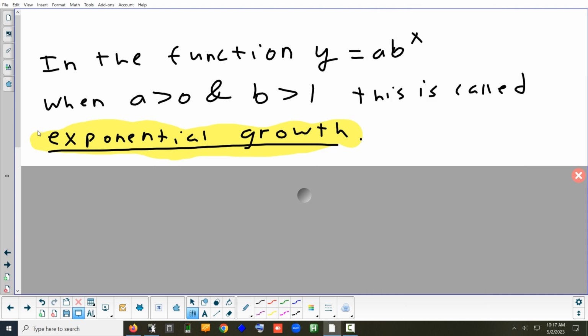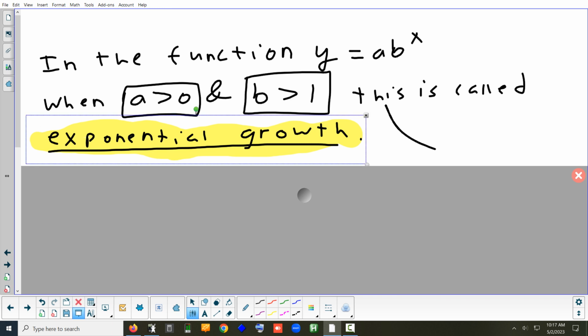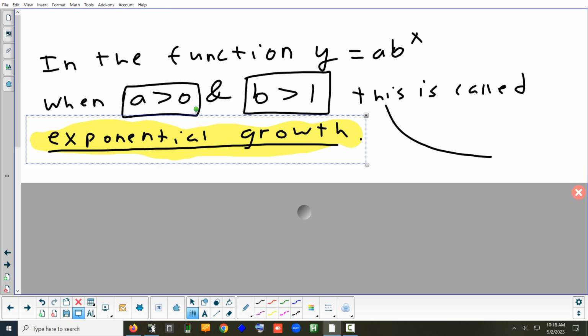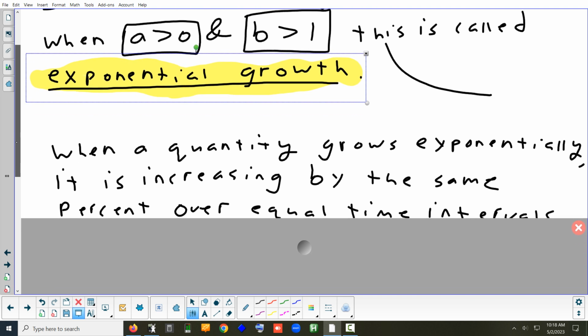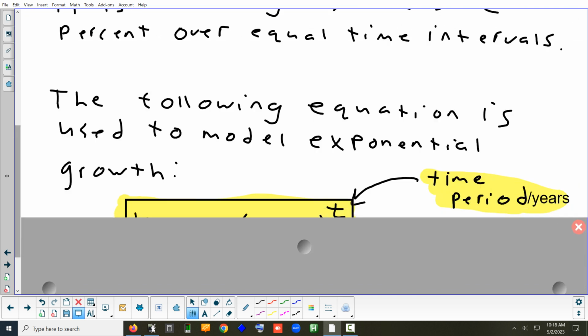Two things have to happen for something to be exponential growth. First of all, we have to have an A value that is greater than 0. And we have to have a B value that's bigger than 1. If we have a B value that's smaller than 1, we'll talk about that some other time, but that's exponential decay. That's where something goes down very fast instead of up very fast. Okay, so let's go to the formula.